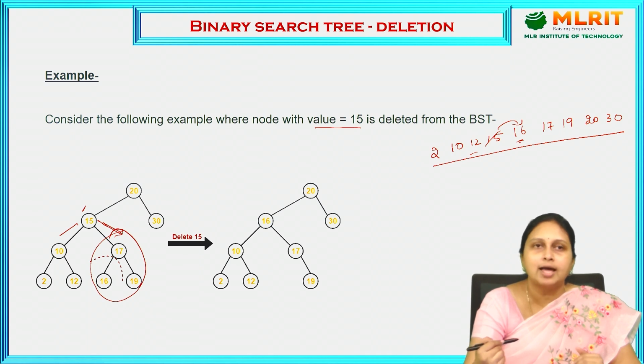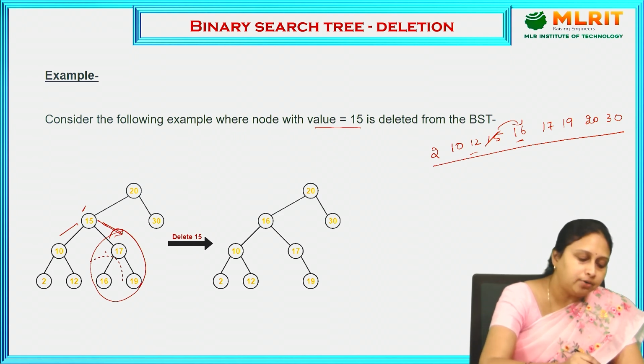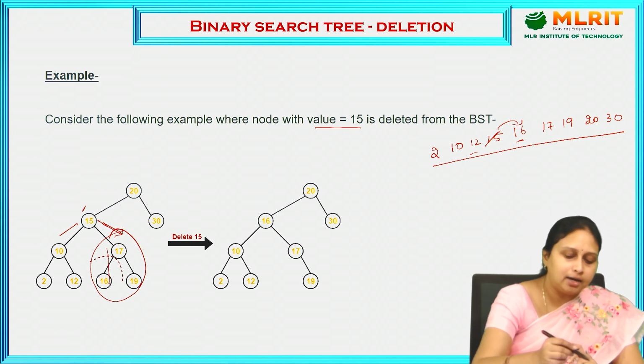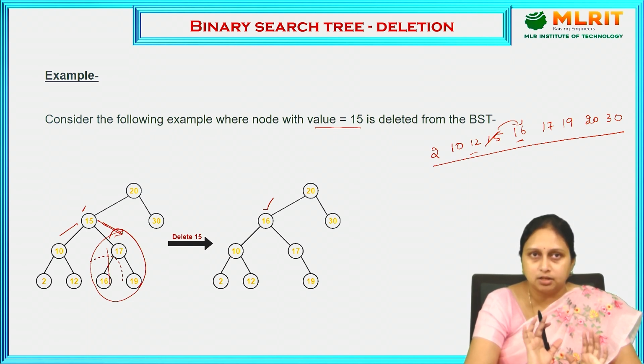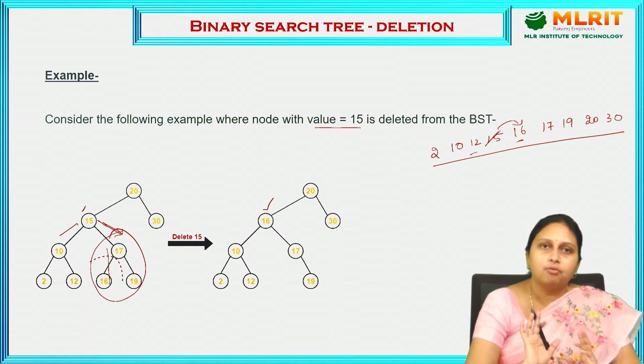This element has to replace the element which I am going to delete. That means I am going to delete this 16 and it is going to be replaced with the element 15. This is one procedure, when I select the right subtree. This is method 1. If I select the left subtree, in that case, which element will replace 15?